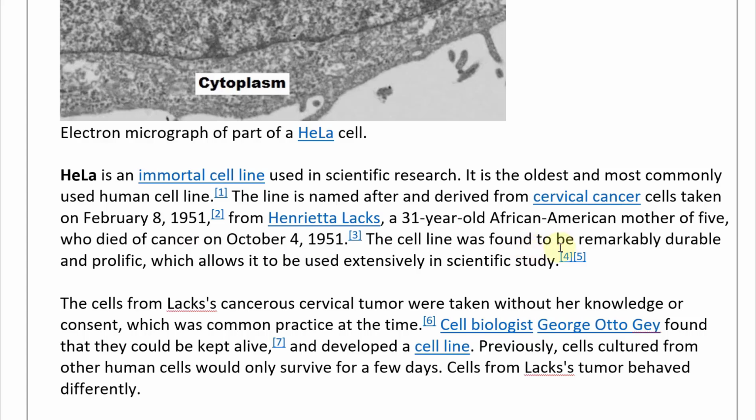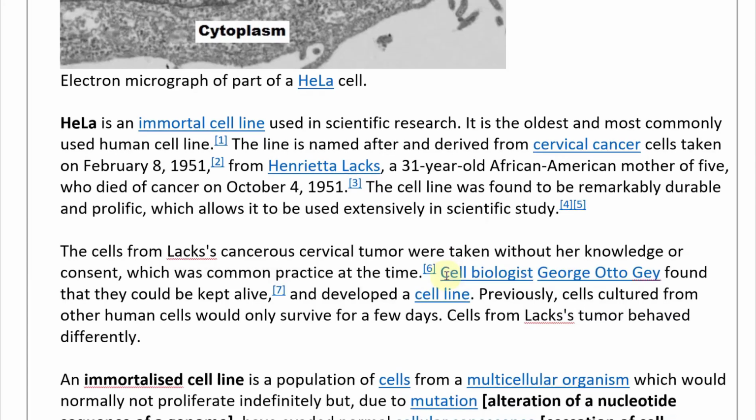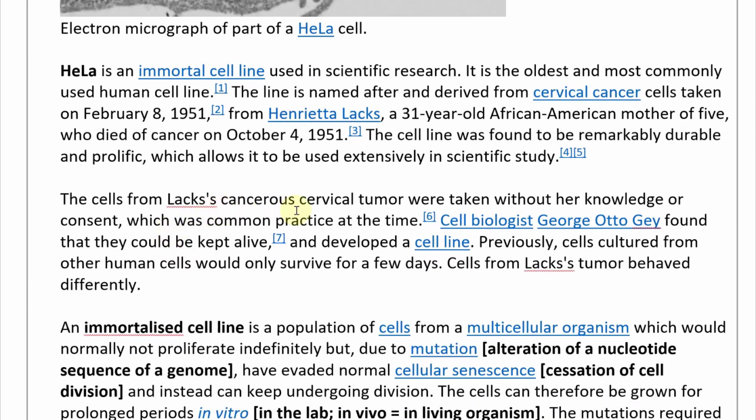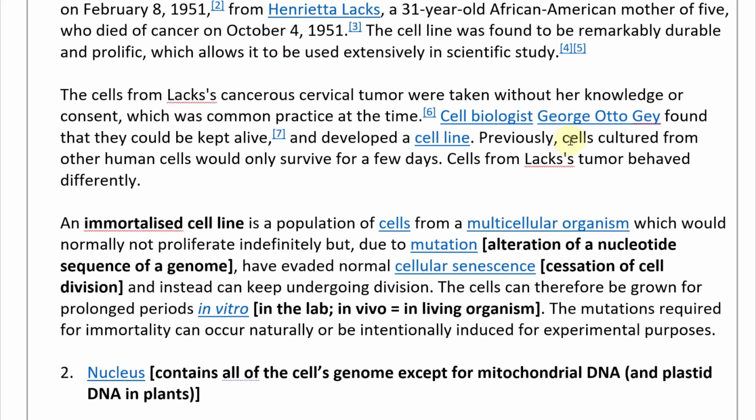The cell line was found to be remarkably durable and prolific, which allows it to be used extensively in scientific study. The cells from Lacks' cancerous cervical tumor were taken without her knowledge or consent, which was common practice at the time. Cell biologist George Otto Gey found that they could be kept alive and developed a cell line. Previously, cells cultured from other human cells would only survive for a few days. Cells from Lacks' tumor behaved differently.